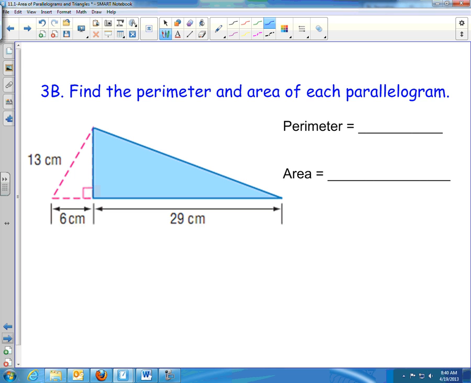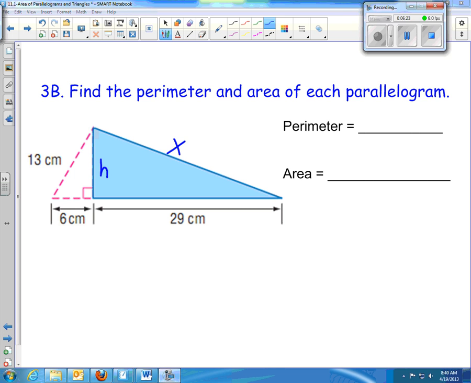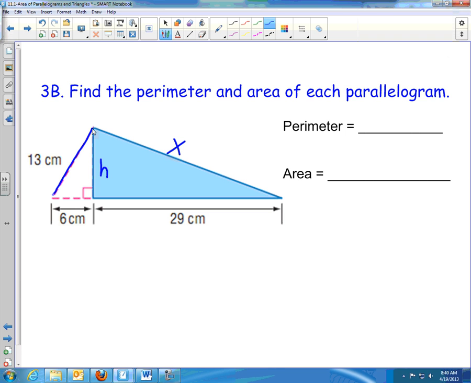All right, looking at this next problem here, we need to find perimeter and area of each parallelogram. And we have 2 pieces missing in our shaded figure. We're missing our height, and we're missing this side over here. So we are going to use Pythagorean theorem to find both of them. First, you're going to use our small triangle here. And notice that our hypotenuse is that 13.